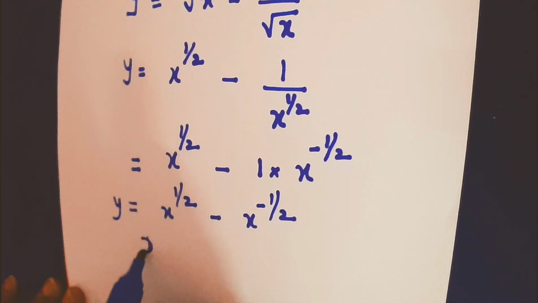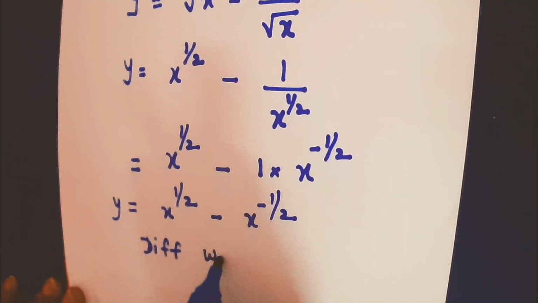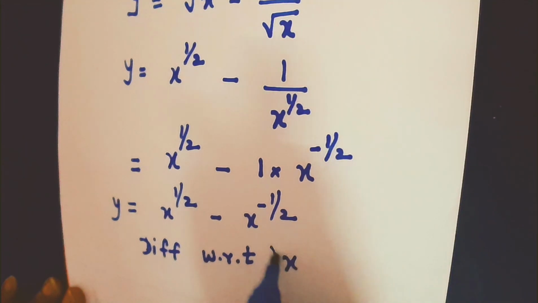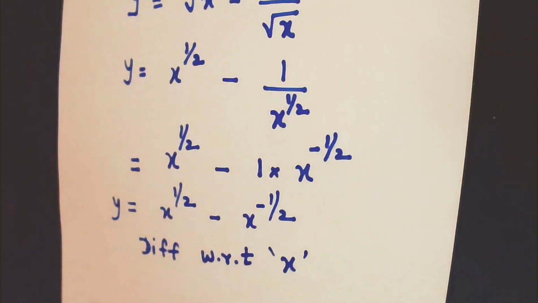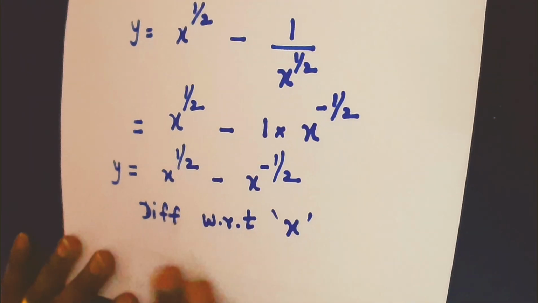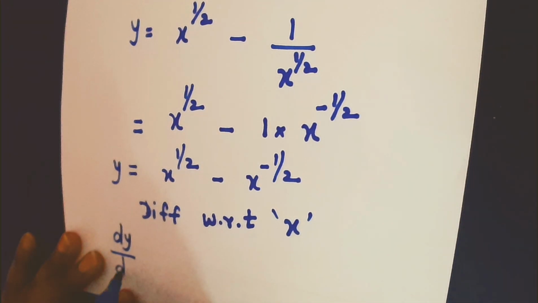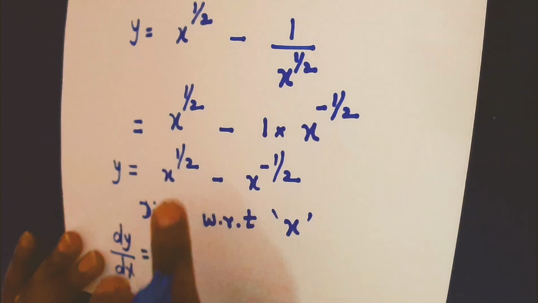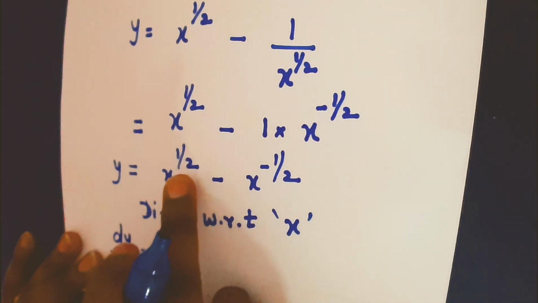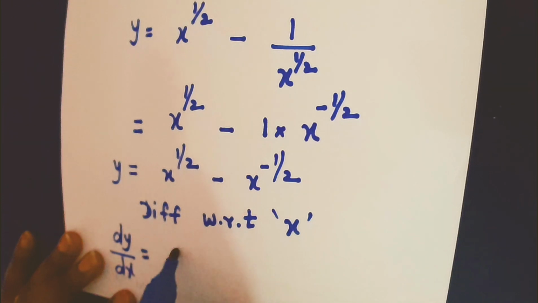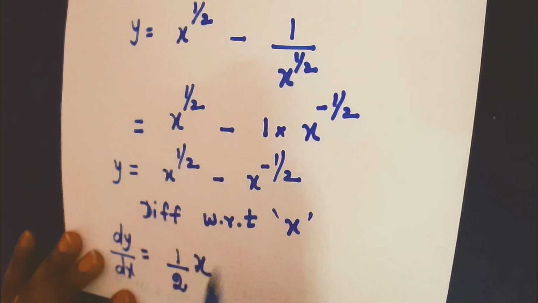We will apply the rule of differentiation. Differentiate with respect to x. As per the rule, we have to differentiate each and every term. What is the differentiation of y with respect to x? dy by dx. Excellent. What is the value of n here? Half, 1 by 2. So the rule is n times x to the power n minus 1. What is n? Half. So the power is half minus 1.